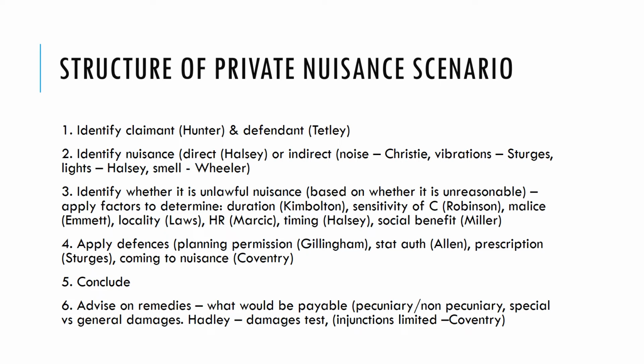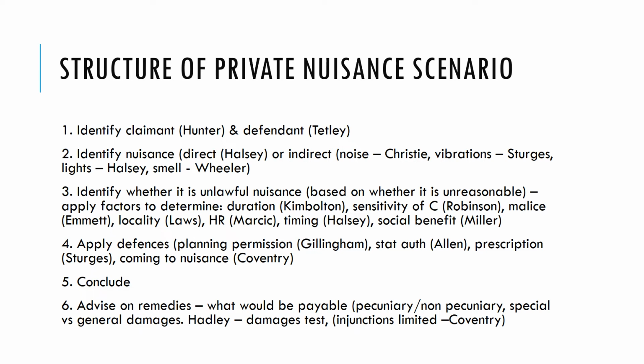Private nuisance, again in 6 stages. So you identify from a scenario who the claimant is and who the defendant is. The claimant must have an interest in the land. So you can't claim if you are not a property owner, for example if you're a child. The defendant has to have possession or control over the land, neighbouring property. You need to identify the nuisance. So is it direct or indirect? And then identify whether it is an unlawful nuisance. This is based on reasonableness.